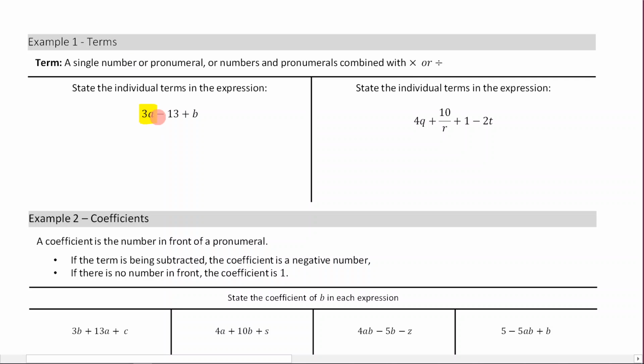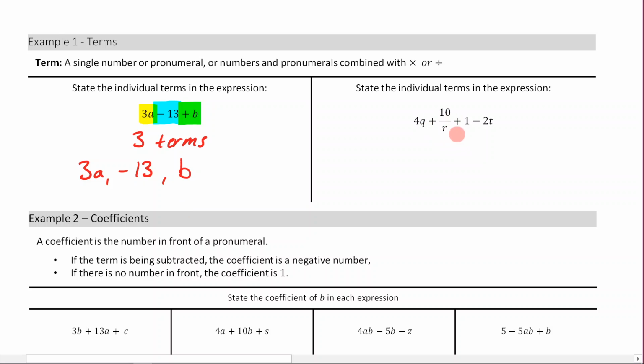This is my first term, 3a. So it is a number and a pronumeral joined together with a multiplication, because remember, there's an invisible multiplication sign between those two things. Our next one is going to be this, negative 13. It's important that you include the sign in front of the pronumeral or the number in this case. And then the next one is going to be plus b. And again, you have to make sure that you include that sign. So hopefully you can see there that we have 3 terms. And those 3 terms are going to be 3a, negative 13, and positive b.